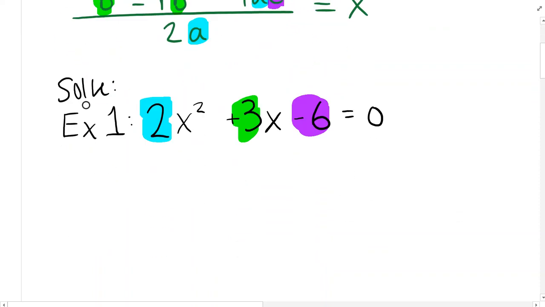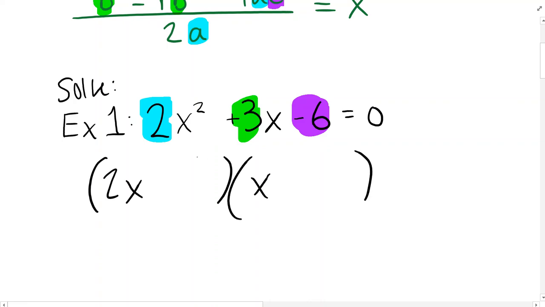But if I try to factor this, I've got 2x in the front and x over here, and there's no combination of 3 and 2 or 6 and 1 that's going to give me a middle coefficient of 3x. So this equation isn't factorable.